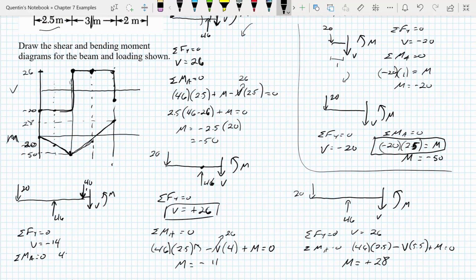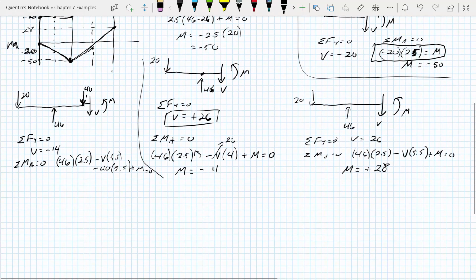We have 46 times 2.5 plus V times, now we're looking at 5.5 plus a little bit, 5.5, right? But that's going to be, sorry, not plus, that's going to be negative because that's going to be working against it, minus V. Now it's also going to be minus 40 times 5.5. And that is going to plus M equals 0. Okay, sorry for the mess there.